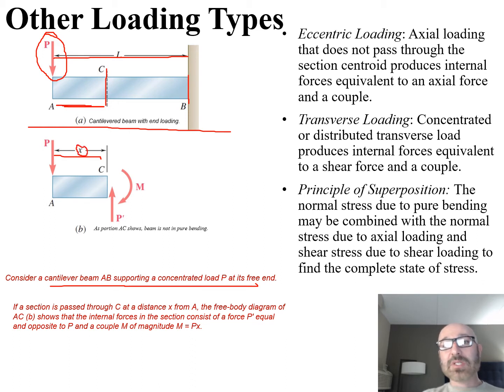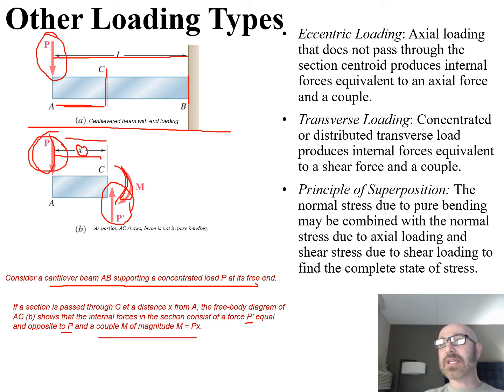What we can see is that this shows the internal forces in the section consistent of a force P prime, which is equal and opposite to P. So there's our P prime right there at section C. We take that section, equal and opposite to our P right there. And now we have a couple moment of the magnitude of P times this distance X. So there's where we're going to see this moment right there around that point there.